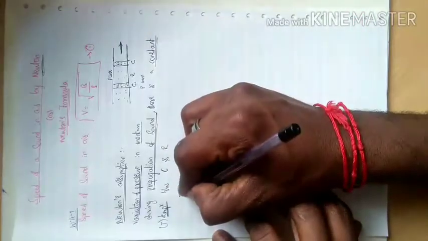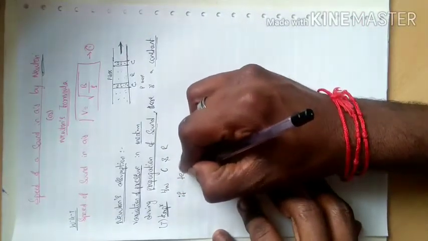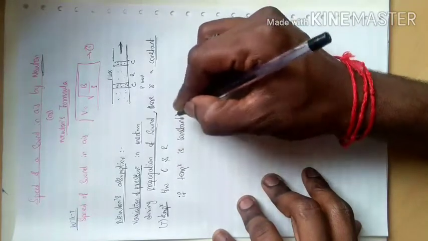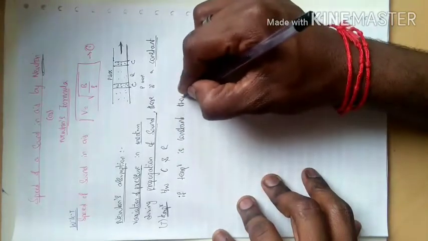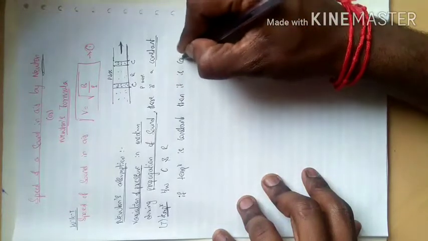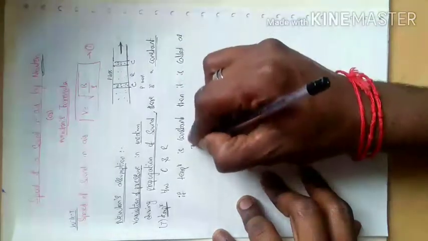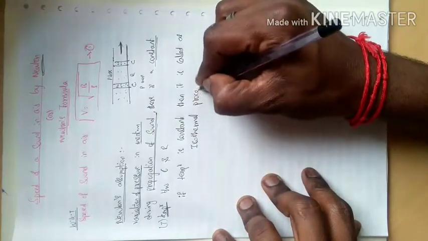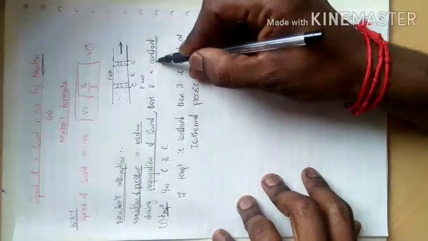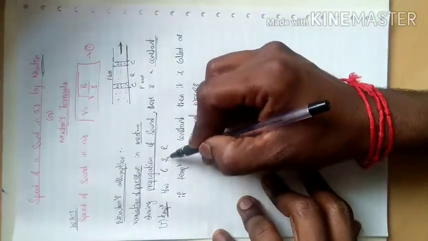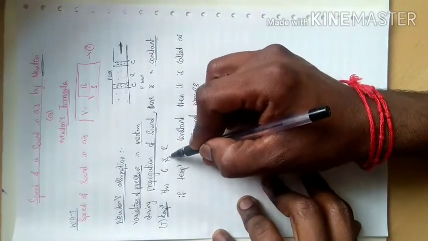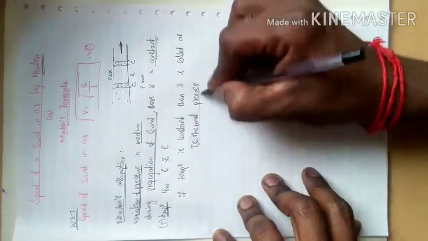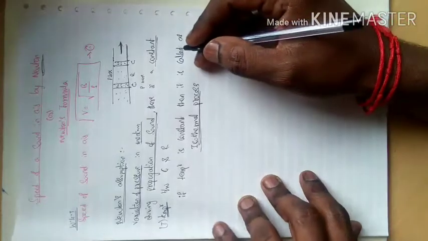Then if temperature is constant, what is here? If temperature is constant, then it is called an isothermal process. What is it called? Isothermal process. Once again I am repeating: your temperature remains constant between the compression and rarefaction. If temperature is constant between compression and rarefaction, then I can say it is an isothermal process.